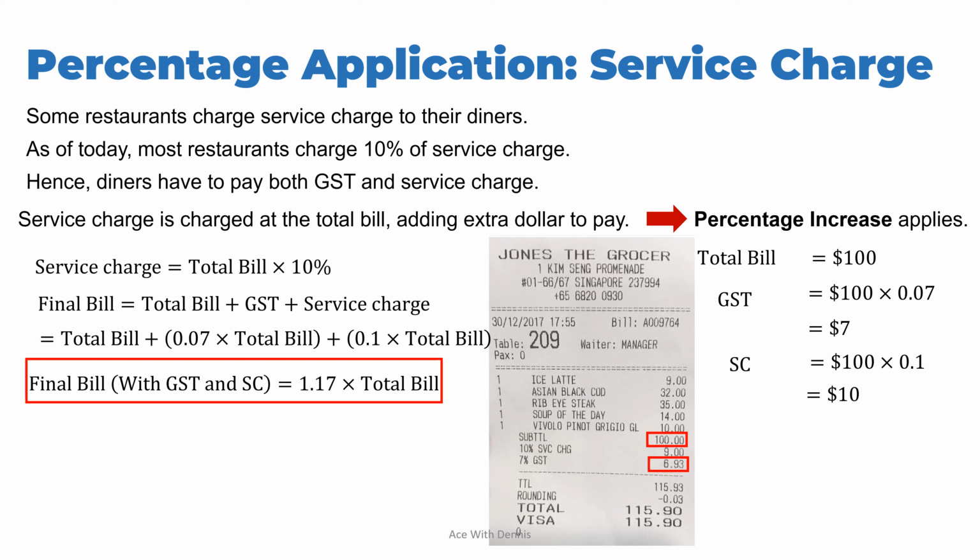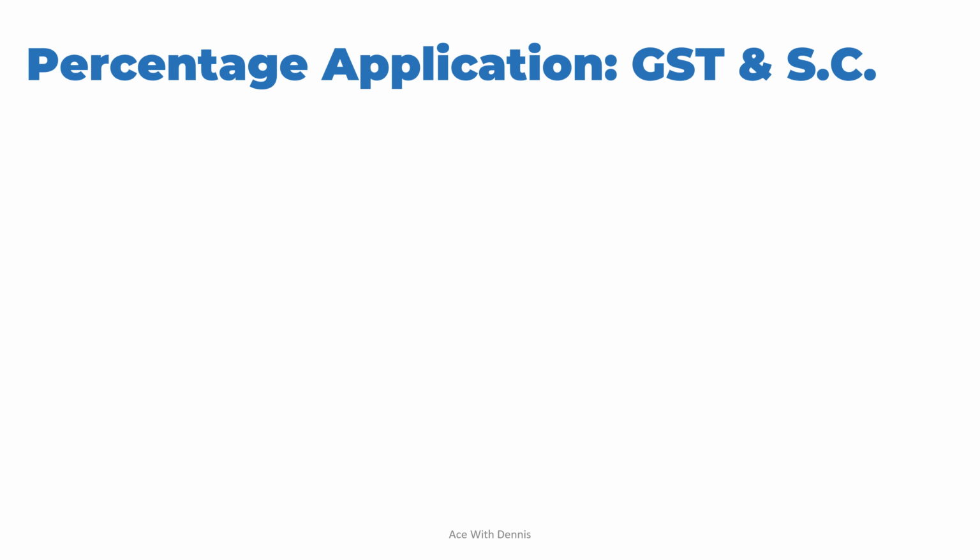So $100 times 0.1 is $10. Over here it is written 10%, but somehow it is counted as $9. The final bill will be $100 plus $7 plus $10, and it is $117. Now, let's see examples related to GST and service charge.